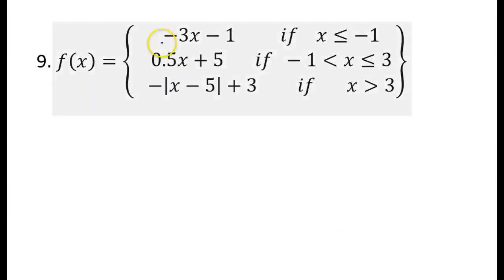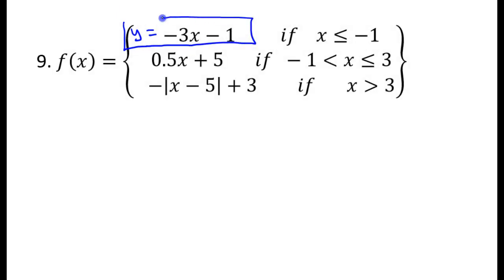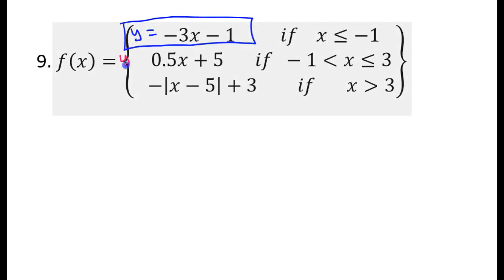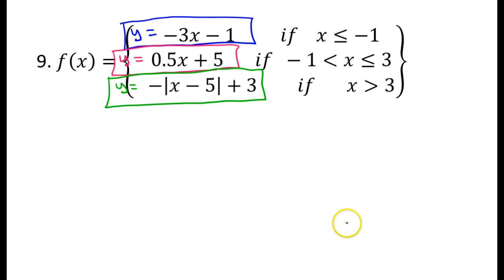All right, let's graph one more piecewise function. All right, the first piece you can think of as y equals negative 3x minus 1. I'll graph that in blue. The second piece, y equals 0.5x plus 5, I will graph that in red. The third piece you can think of as y equals negative absolute value of x minus 5 plus 3, I will graph that in green.